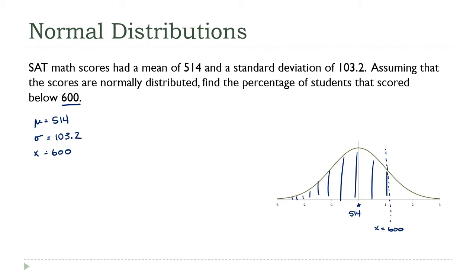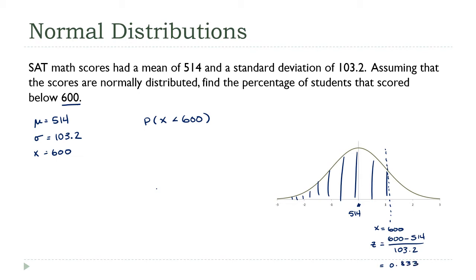So what am I looking for? I want to find the probability that x is less than 600. Now remember how we're going to do this. I'm going to take this 600 and convert it to a z-score. I'm going to do 600 minus the mean, 514, over the standard deviation, 103.2. And my calculator tells me this is 0.833.